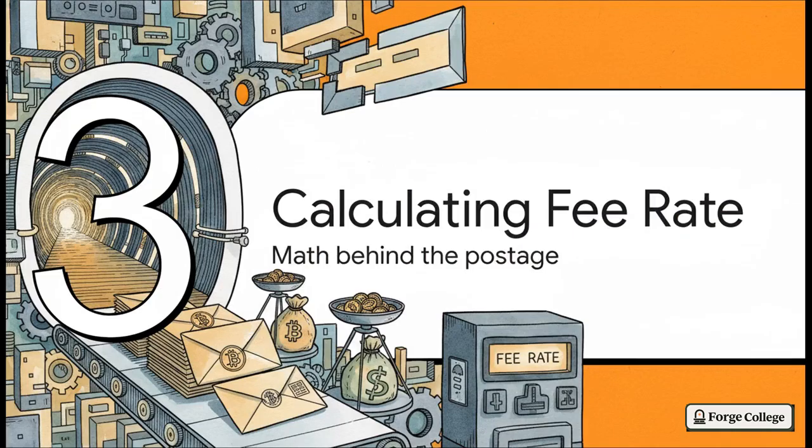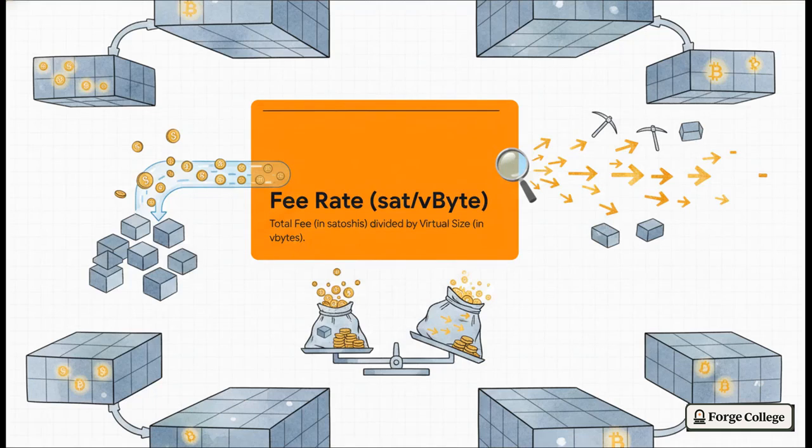All right, Section 3, calculating your fee rate. Let's actually do the math behind that postage. So here is the golden formula you really need to memorize. Your fee rate equals your total fee, measured in satoshis, divided by the virtual size of your transaction, measured in vBytes. Listen, miners do not care about your total flat fee. Not at all. What they care about is how much you're paying per unit of weight.